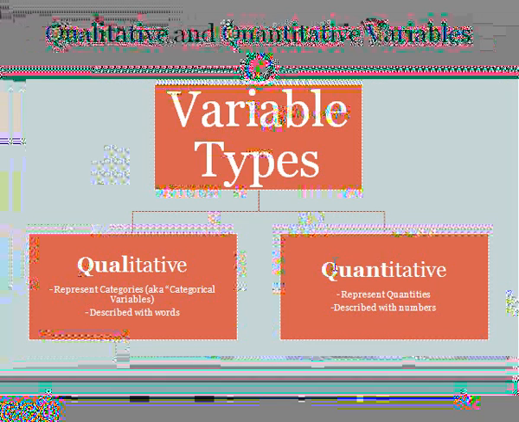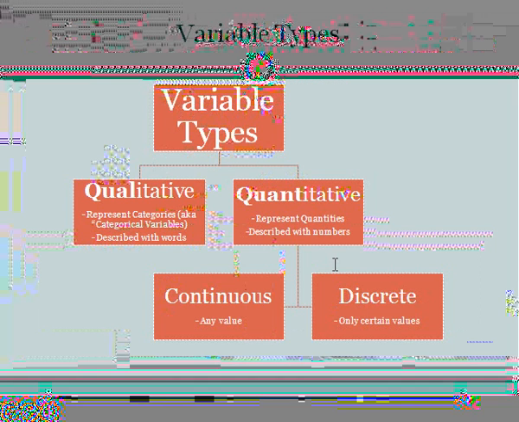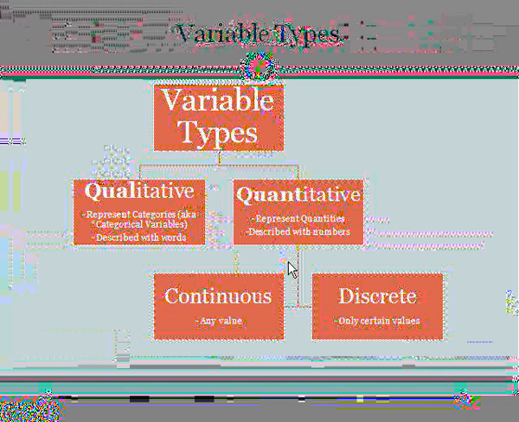We've just learned two different variable types, qualitative and quantitative. Within the realm of quantitative variables, there are two different types as well, continuous and discrete. A continuous variable is a variable that can take on any value. A discrete variable is one that can take on only a certain set of values. For example, time is a continuous variable. It can take on any value. On the other hand, the number of sheets of paper in a stack is a discrete variable. It can only take on certain values, namely whole values.